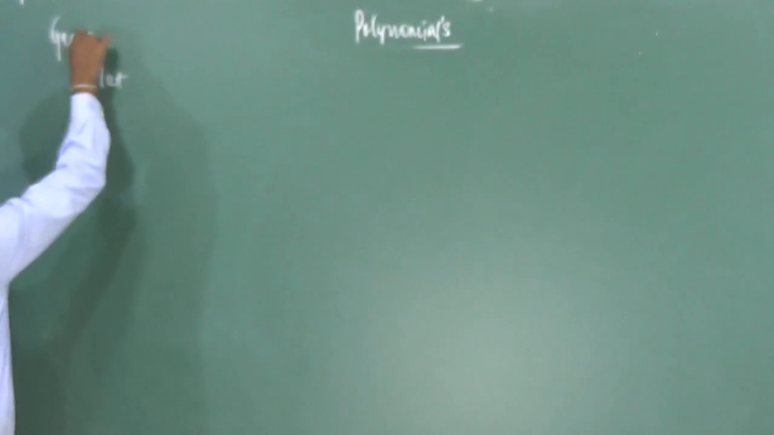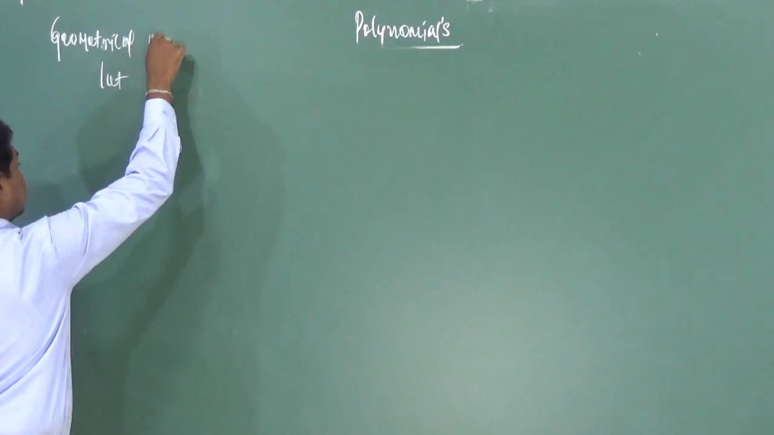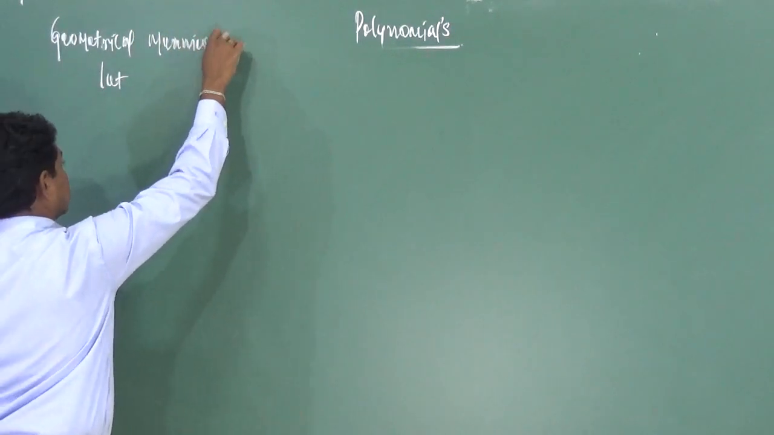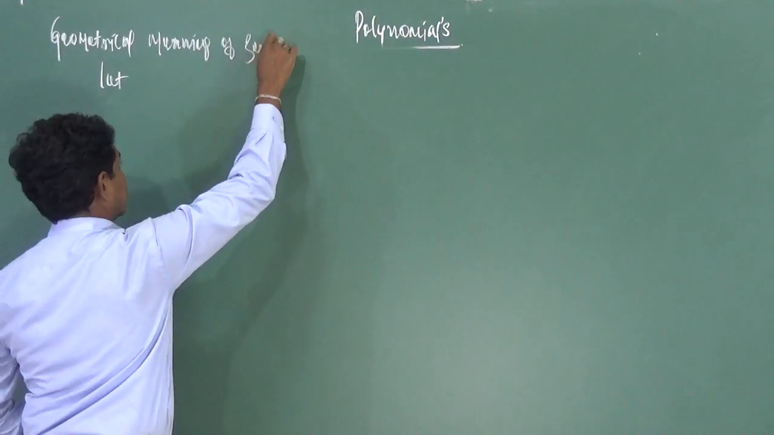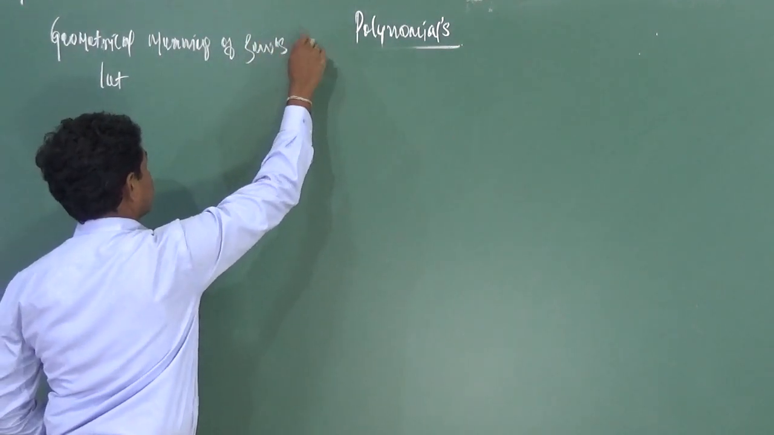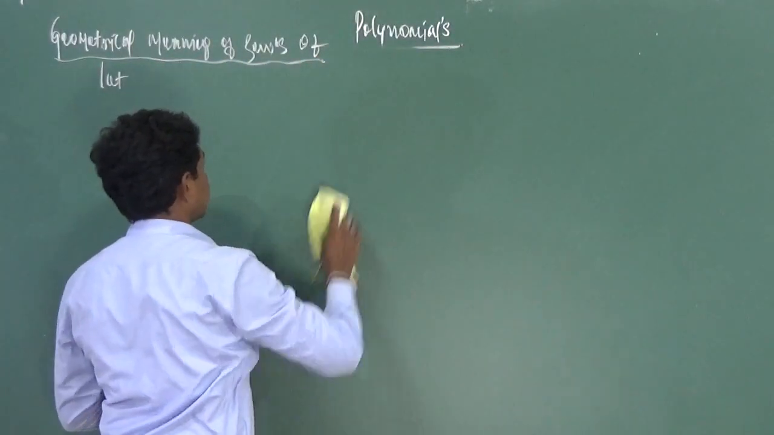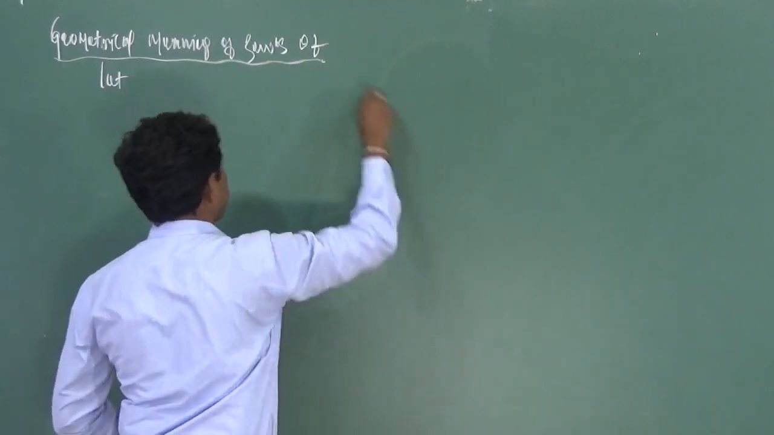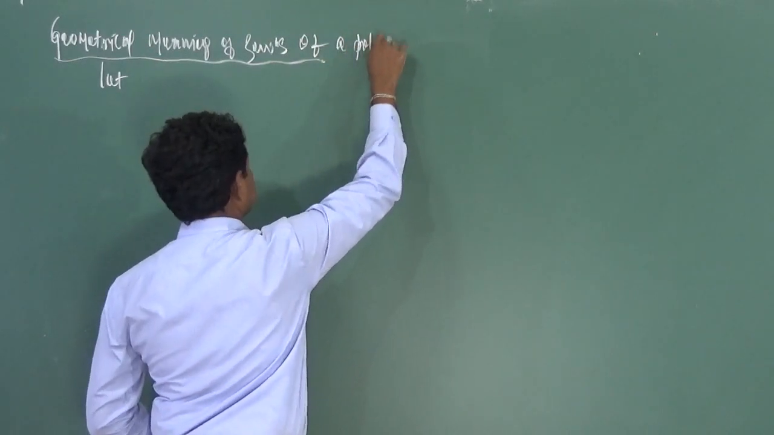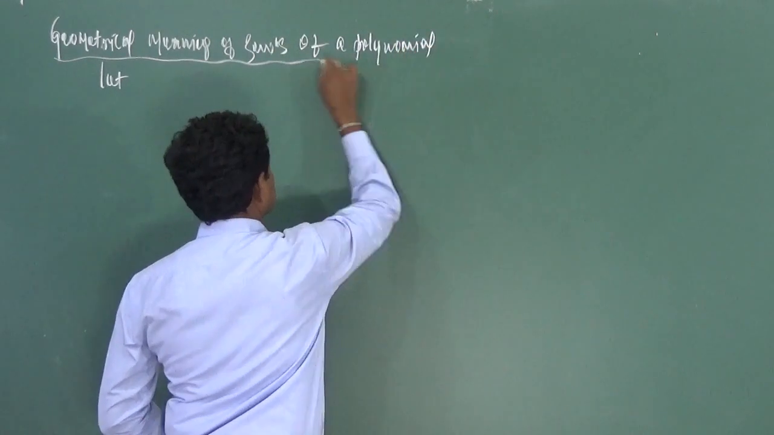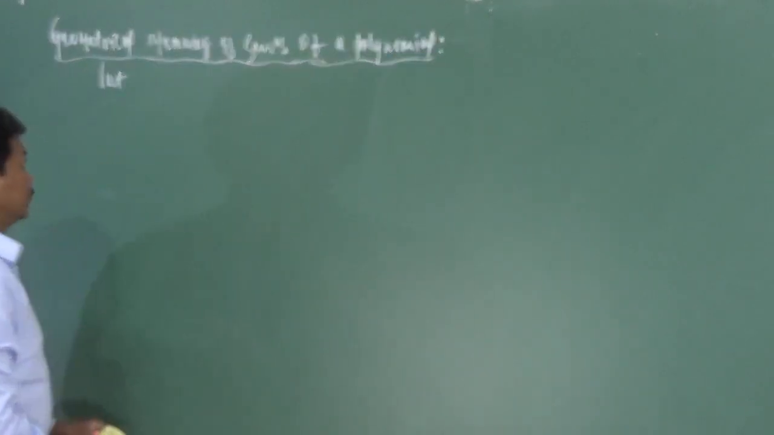Geometrical meaning of zeros of polynomials. So geometrical meaning of zeros of a polynomial. So let us go with this. It's a very simple concept.